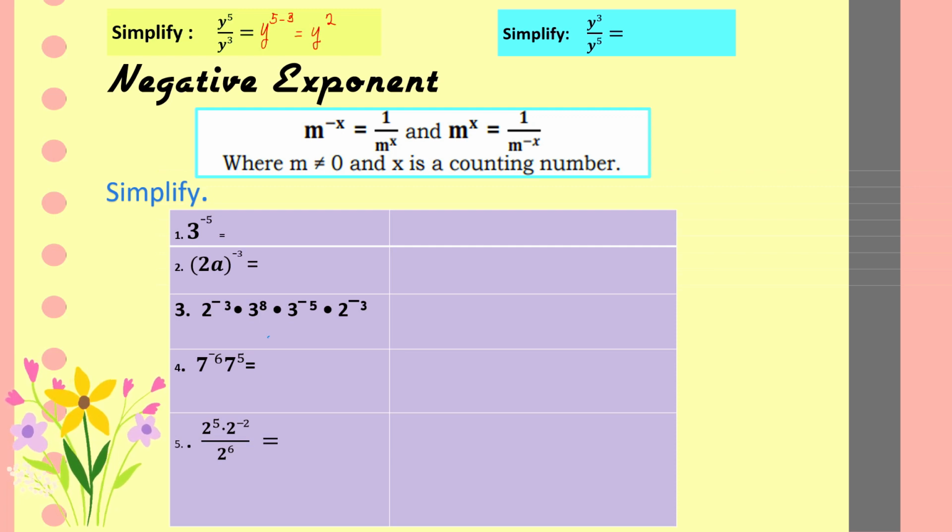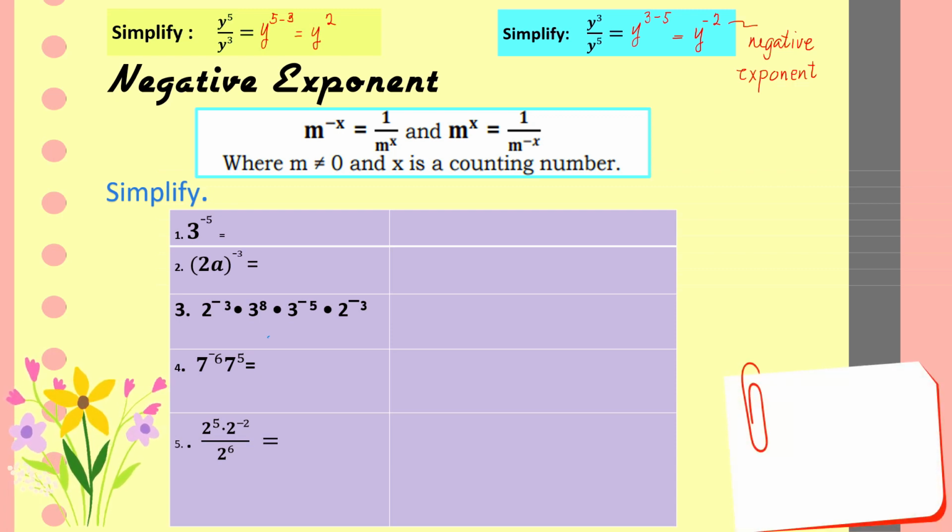So, ano kaya mangyayari sa sagot natin? So, let us apply the law of exponent, the quotient rule, as copy the y and then subtract the exponent, 3 minus 5. So, you will have y raised to the negative 2. So, this time, nagkaroon tayo ng negative exponents.